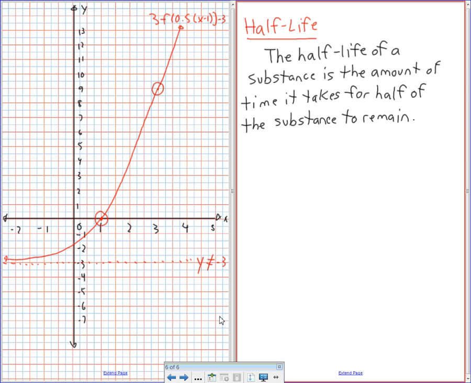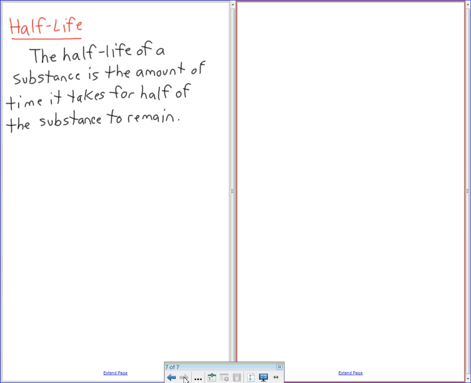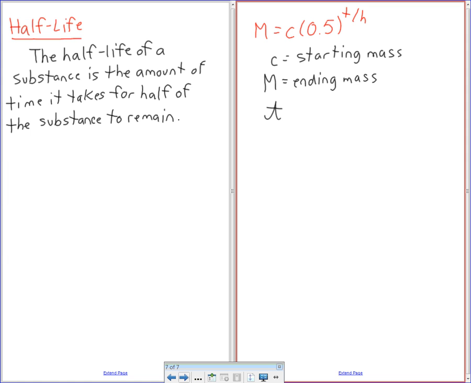So here we go. The equation for this, which you also need to memorize, is M equals C times 0.5 to the power T divided by H. This looks a lot like the pain formula, which it is. C is going to be the starting mass. M is going to be the ending mass. T is going to be time. And H is going to be the length of one half-life.